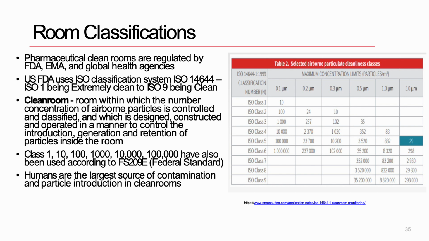And what does it mean? It means that, for example, if you have 0.1 micrometer, we are talking about particles that are extremely small. And we can now have room classifications or clean rooms where we have less and less airborne particles because they are controlled and classified. So those rooms are designed, constructed, and operated in a manner to control the introduction, generation, and retention of particles inside the room.